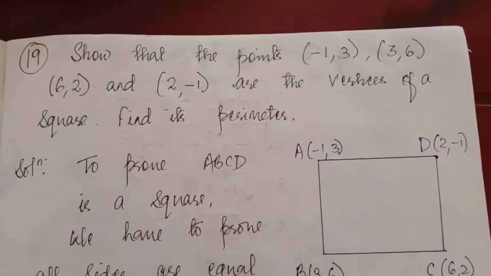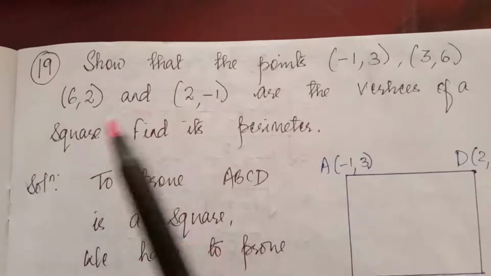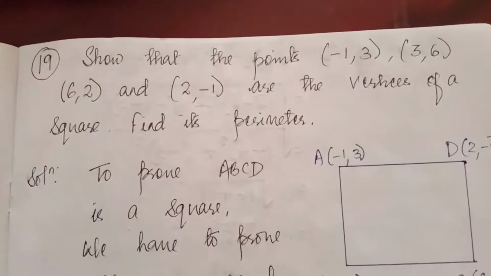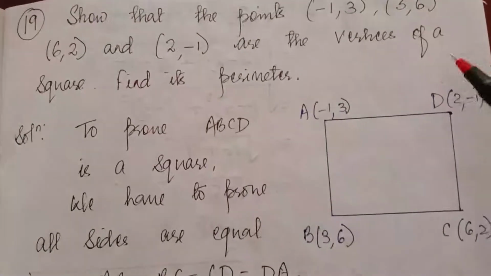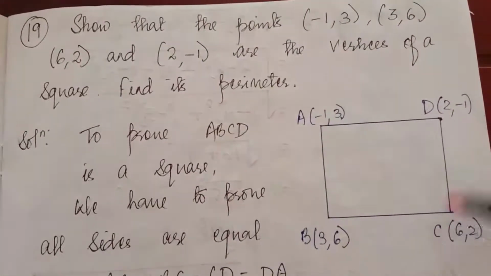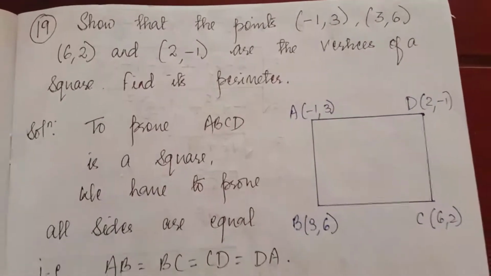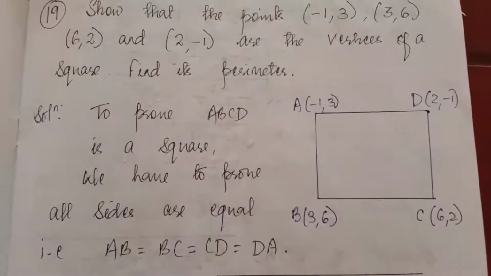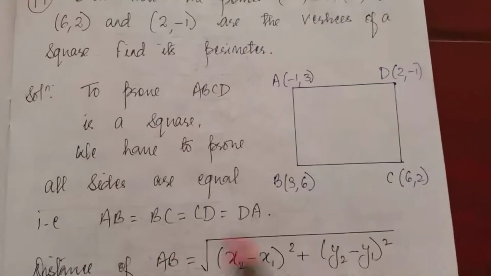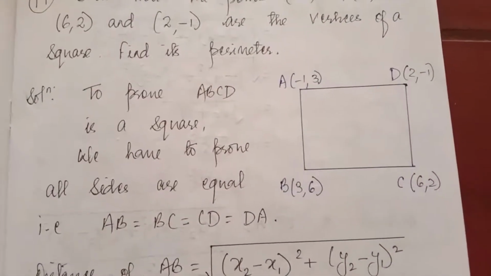Now question number 19: show that the points (minus 1, 3), (3, 6), (6, 2) and (2, minus 1) are the vertices of a square. So you draw one square, and whenever you write the points, you have to write them in sequence, A, B, C, D. You know in a square all the sides are equal. That means here you have to show that all the sides AB, BC, CD and AD or DA are equal.